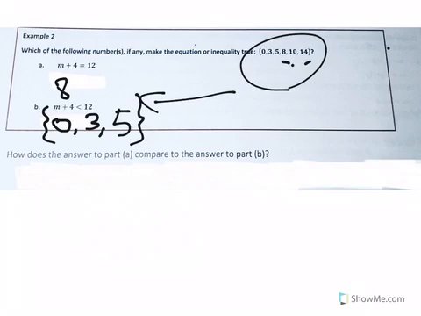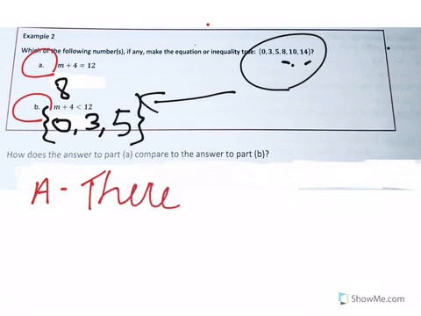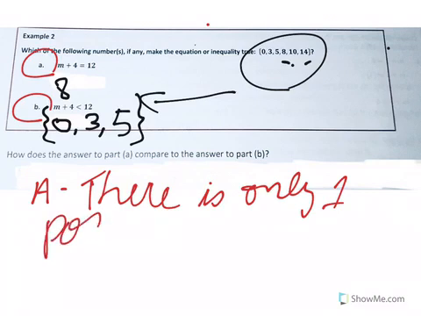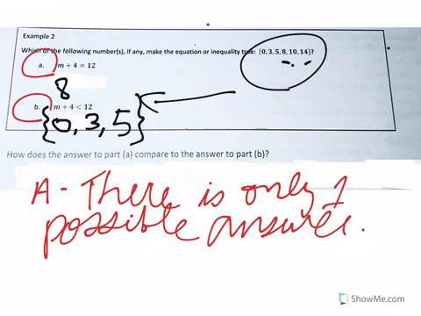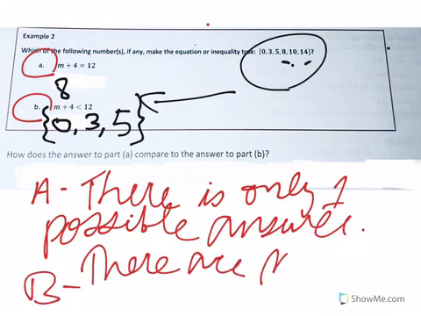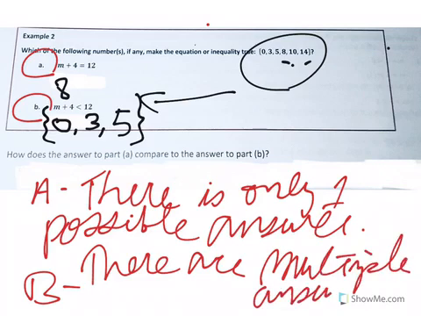Okay? So how does the answer to part A compare to the answer to part B? Well, in part A, there is only one possible answer. In part B, there are multiple answers that would make that statement true. So that's the big thing there.